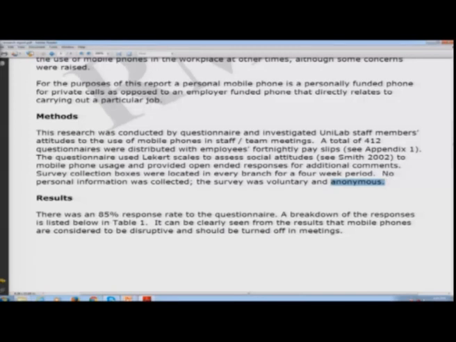So, what did the questionnaire include? The questionnaire used Likert scales to assess social attitudes to mobile phone usage. This has been used in a previous study, so this is your justification to use this particular tool. Also, there was some space for open-ended responses.